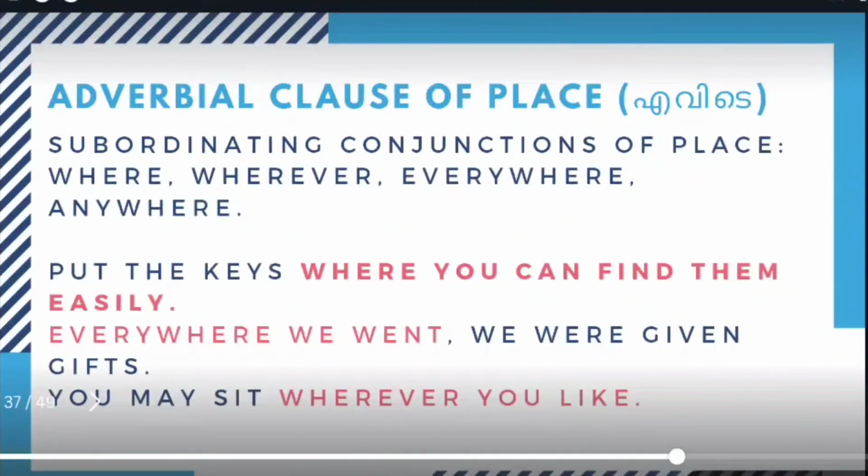Let's move on to the next type, and that is adverbial clause of place. The adverbial clause of place answers the question where. And adverbial clauses of place begin with subordinating conjunctions like where, wherever, everywhere, anywhere, etc. Let's look at the examples.